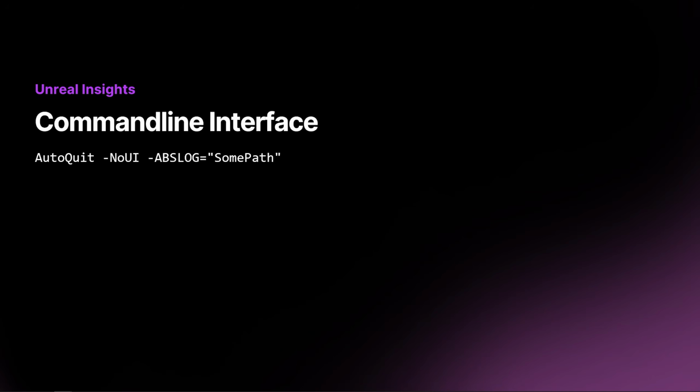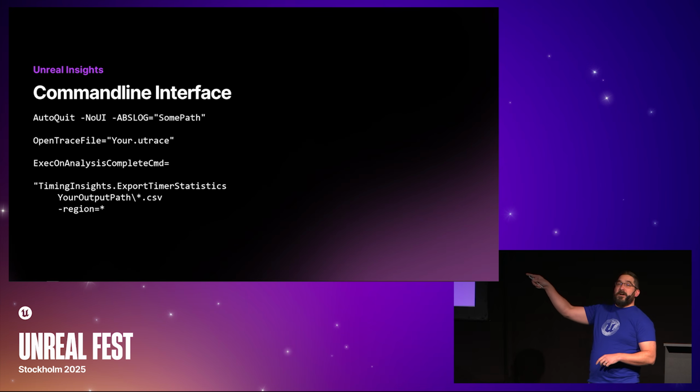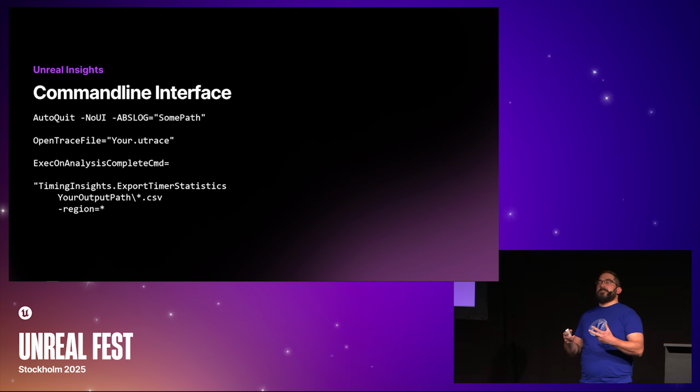So here's a little bit of boilerplate. Then we open the trace file, and then it's this exec on analysis complete command, timing insights.export timer statistics, path to the CSV with a wildcard, and then you can specify which regions you want, and it'll do a wildcard search. So you could say, maybe you want to get the timer statistics of all of your boss fights, and you've got your boss fights tagged as boss fight underscore blank. So now it'll go through and get the timer statistics of all of the boss fight regions.